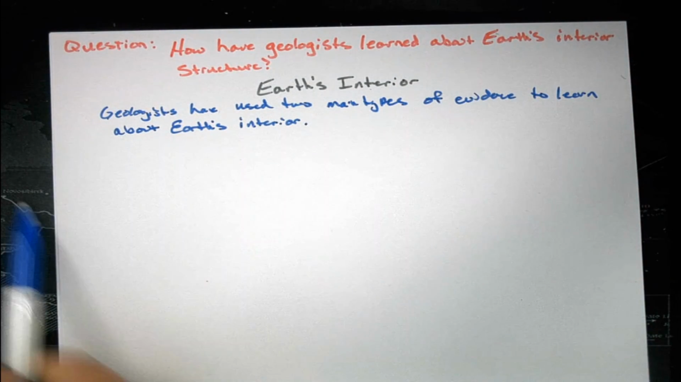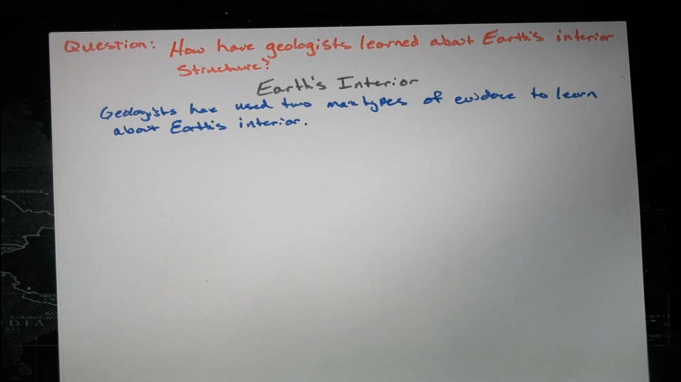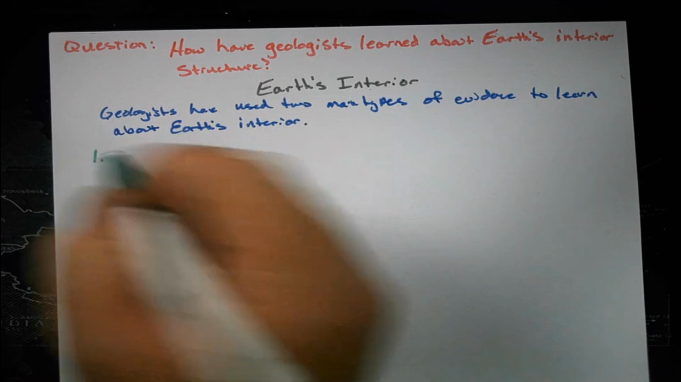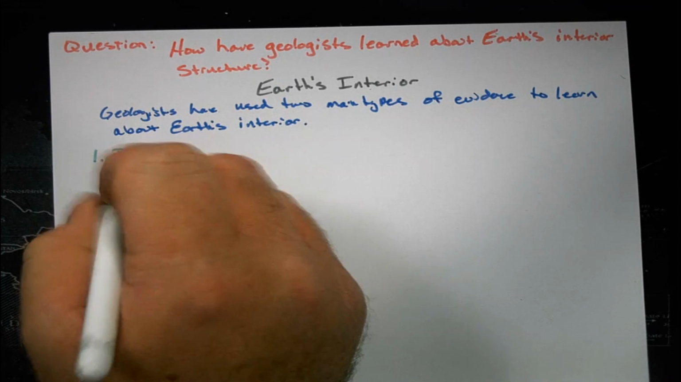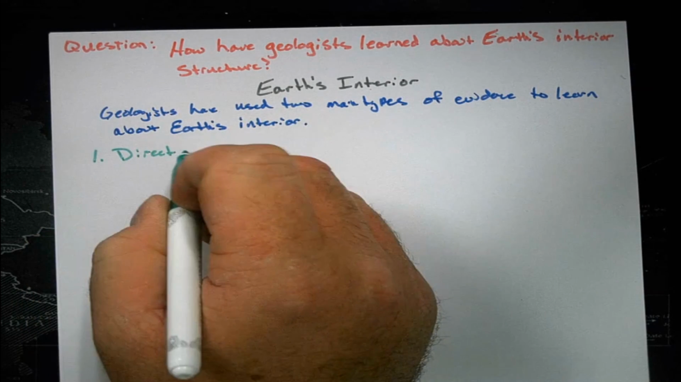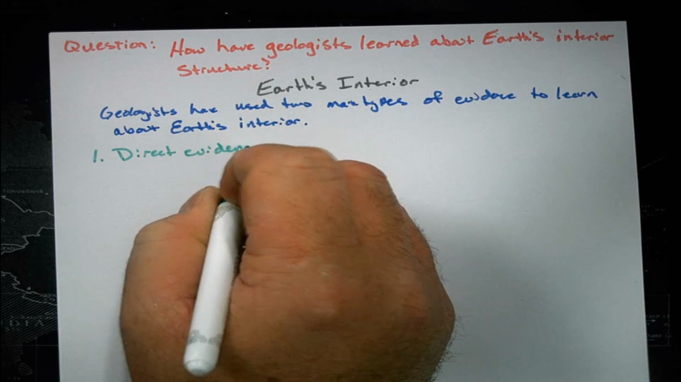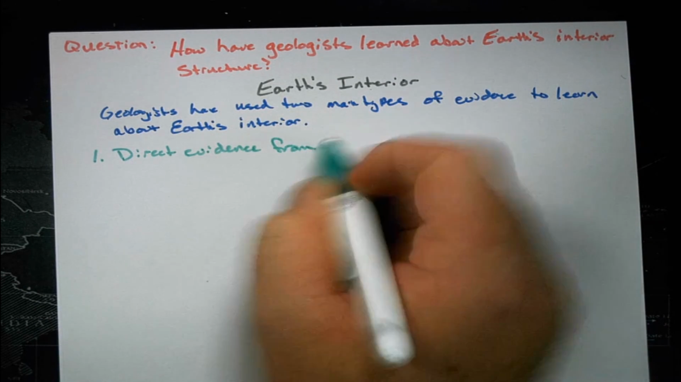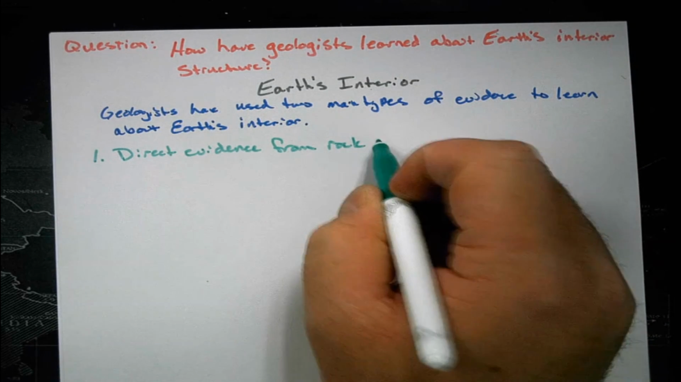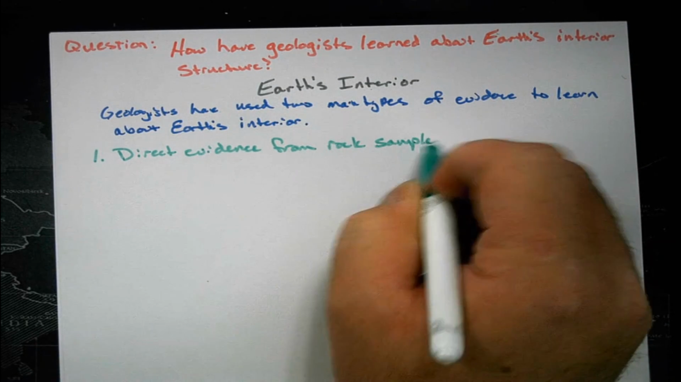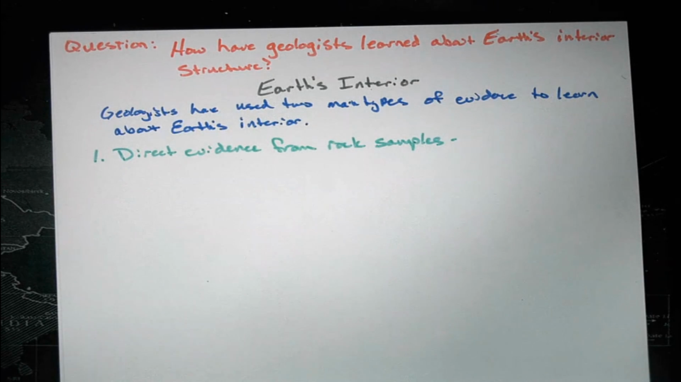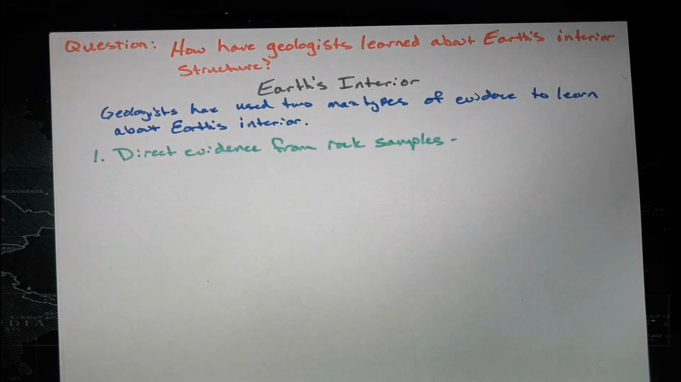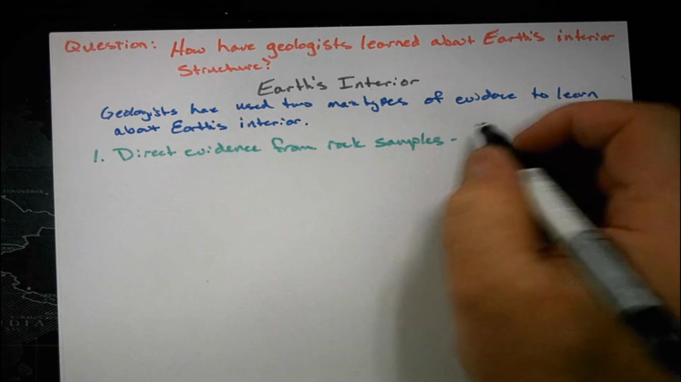First one, which we will label 1. Okay, direct evidence from rock samples. In other words, rocks drilled from deep inside the Earth allow our geologists to make inferences about their conditions.